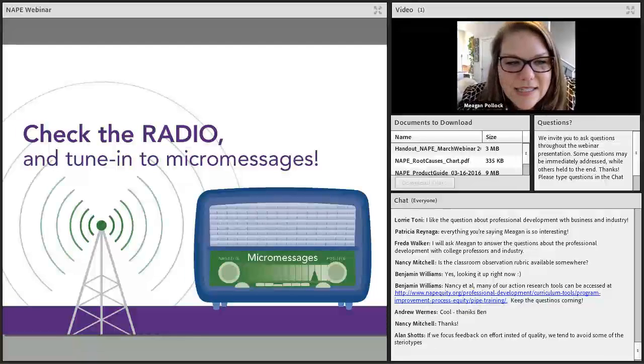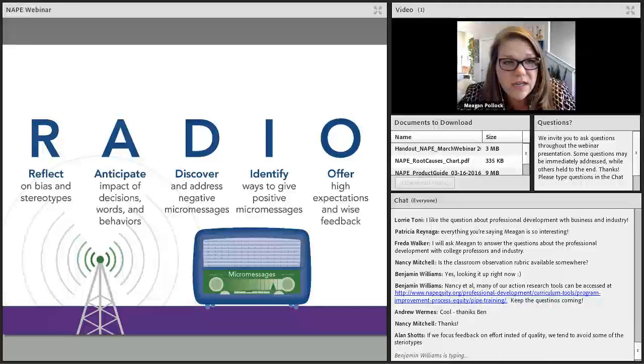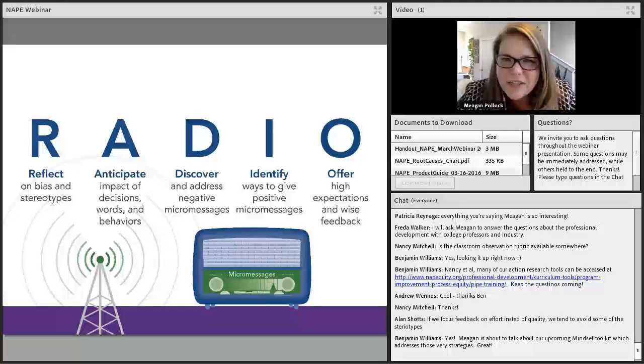RADIO is a mnemonic, and this is designed to help our educators understand how we can begin to implement the practices that are part of our curriculum in the classroom. The first R stands for reflect on bias and stereotypes. This is so key. We have to understand those biases that we have and understand the stereotypes and how they exist and begin to challenge those. A is for anticipate. We have to anticipate the impact of our decisions, our words, and our behaviors, those little ways that those biases can begin to manifest. D is for discover. We have to discover and address the negative micromessages that are part of our communication and our interactions with students.